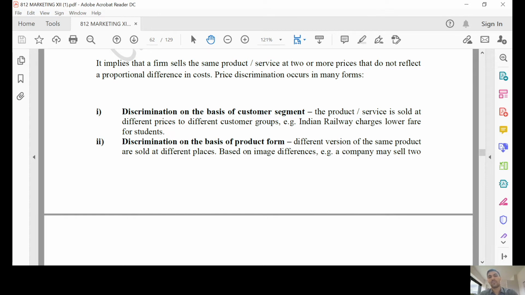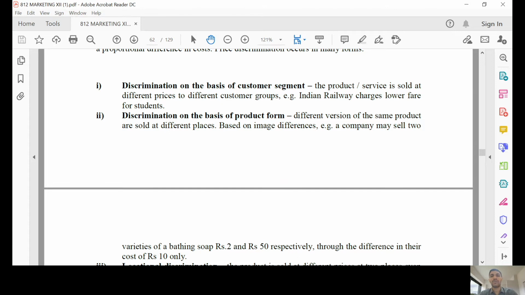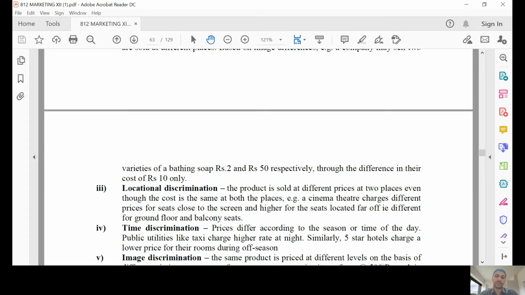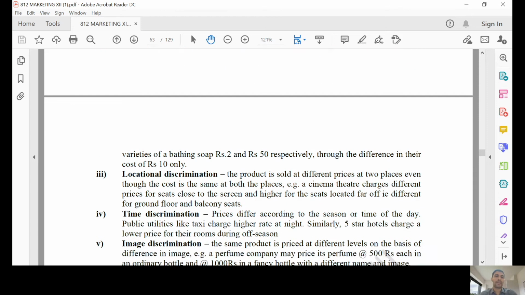Discrimination on the basis of product form, like different forms of the product are sold at a different price. Take bathing soap, there are soaps for 2 rupees, soap for 50 rupees also. Small size soap at the shop, they will sell for 10 rupees. A little bigger soap, they will sell for 20 rupees.